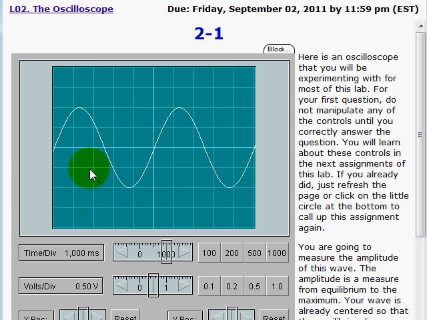This block here is a division, and time per division tells you the amount that the block is worth from left to right, and the volts per division tells you what the block is worth up and down. So here the block worth left and right is worth 1 second. So this is 1, 2, 3, 4, 5 seconds. The period is 5 seconds.